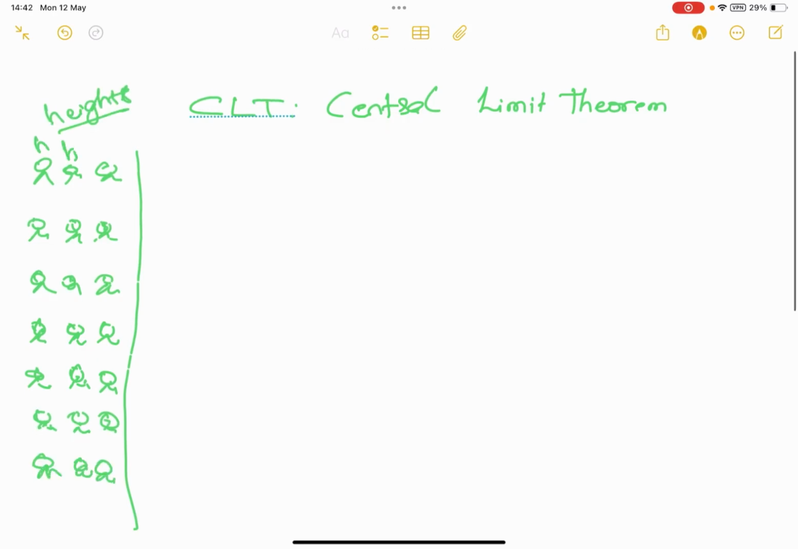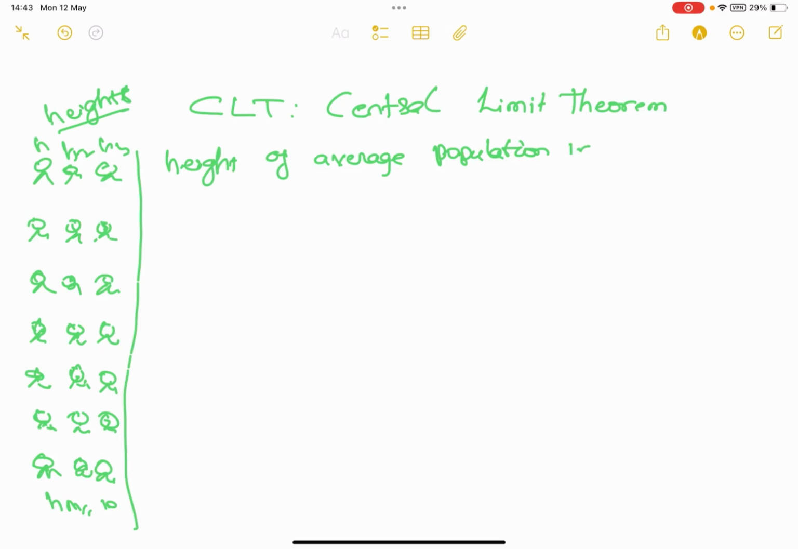H1, H2, H3, like that. It can be H million, H 10 million, whatever it is. So I want to identify the population mean, let us say the average height of the population in India. In this case, this will become the Indian population. That's my problem statement. So I will choose the corresponding population.